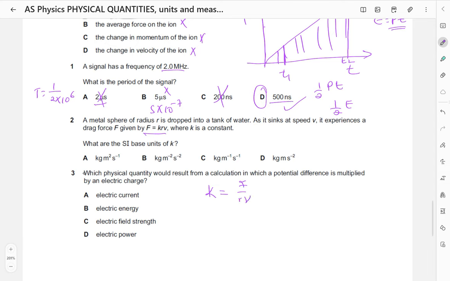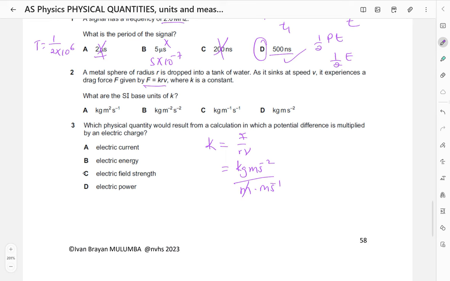So I'll just substitute in the units. Force is kilogram meters per second squared. Divided by R, the radius, which is meters. V is speed, which is meters per second. So 1 M has already cancelled, so you remain with the kilogram. When the M goes up, it becomes per meter. For S, we subtract the powers, negative 2 minus negative 1, it becomes negative 1. So that is S power negative 1, which makes our answer C.